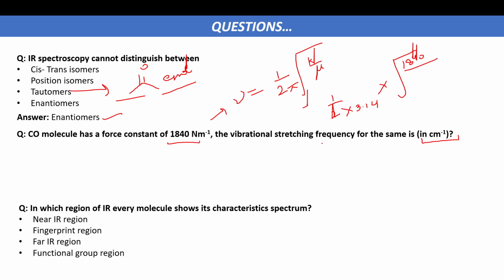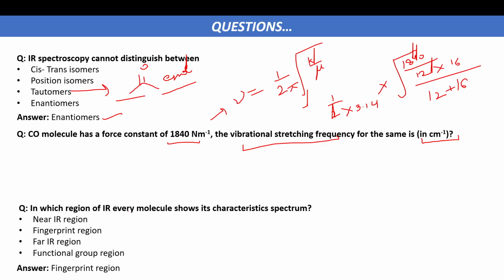Reduced mass. How do you calculate reduced mass? M1 M2 upon M1 plus M2. So for carbon and oxygen it's 12 into 16 upon 12 plus 16. So just solve and then it will give you the value of the vibrational stretching frequency.